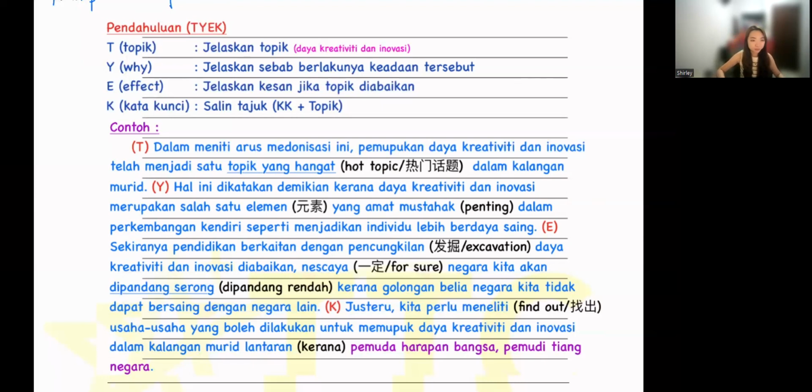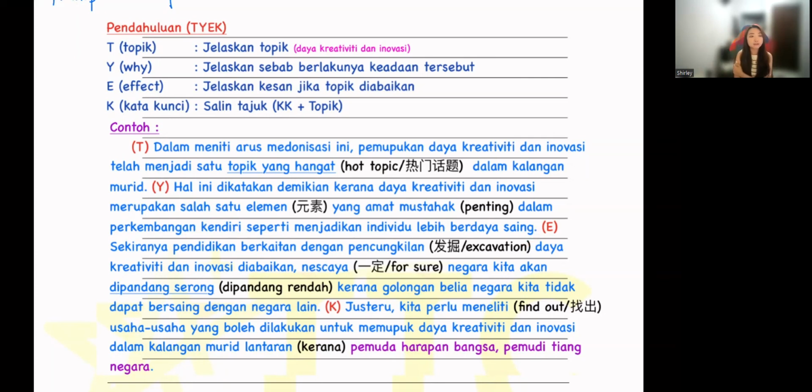Alright, so let's move on. Seperti menjadi individu lebih berdaya saing. So here's the reason. The reason is why it becomes a hot topic, because it's very important in our self-development so that it will make us become someone that is high in competitiveness. We can compete with other people. Berdaya saing means that you have the ability to compete with other people. Okay, so this is why.